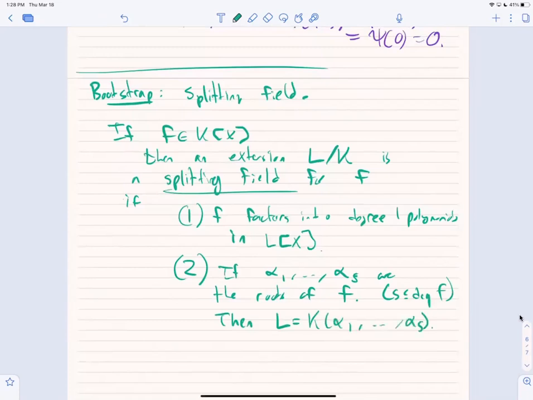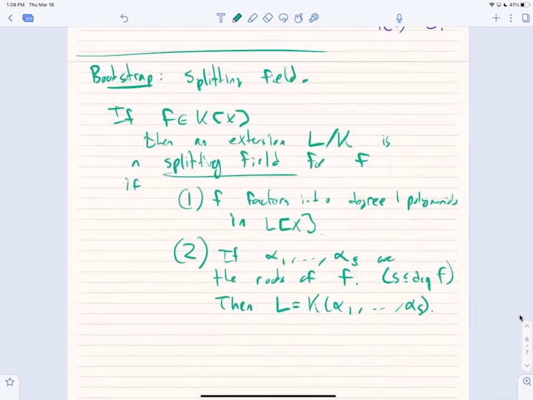So a splitting field is a field where the polynomial has all of the roots you expect it to have. So it factors into degree 1 polynomials, and moreover, it's as small as possible. There's no subfield where that holds true.